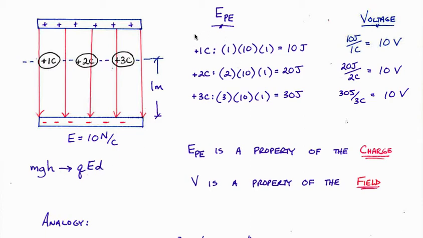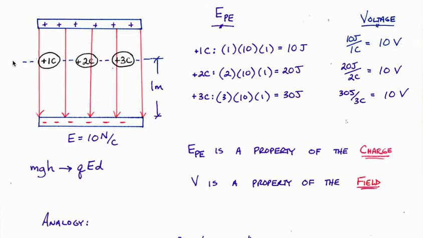The only reason I went over this is so that if I want to calculate the electric potential energy, you understand what I'm doing here. I'm taking the 1 coulomb charge, multiplying it by the strength of the electric field, and it is 1 meter from the negative plate. That will give me 10 joules of potential energy. In this case, it's electric potential energy. For the 2 and the 3, similarly, it's going to give me 20 and 30 joules.